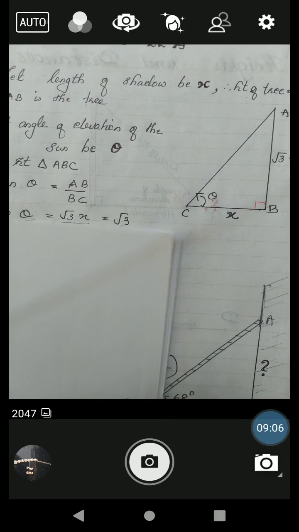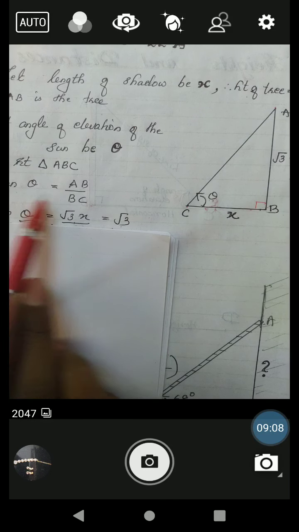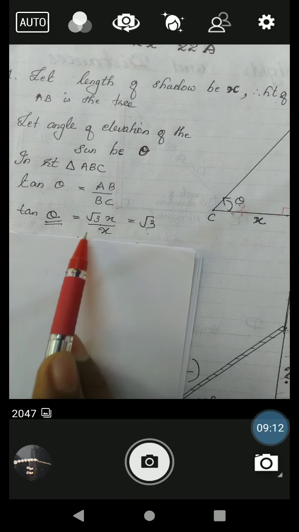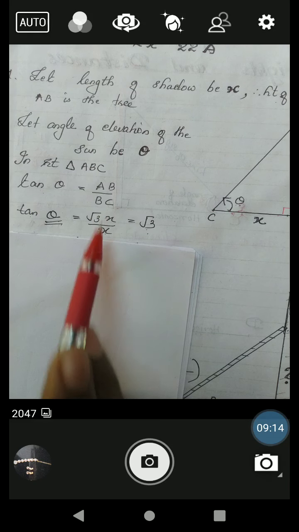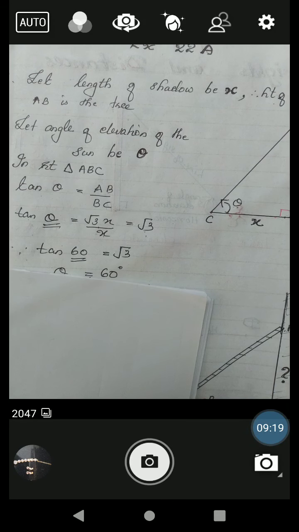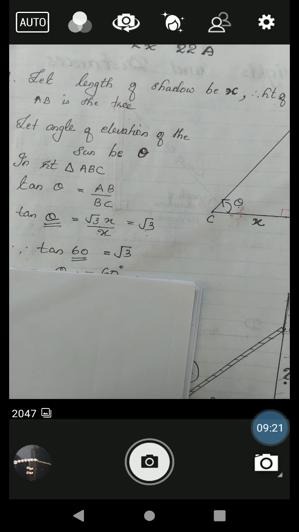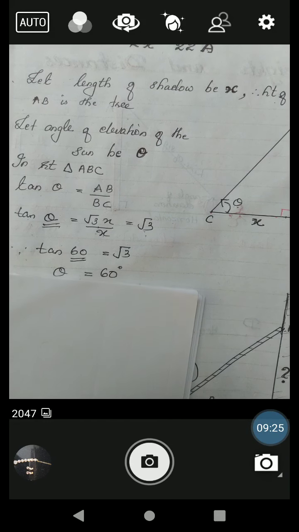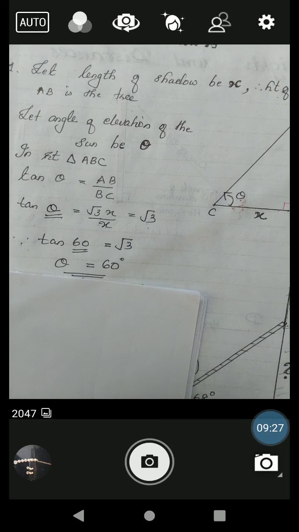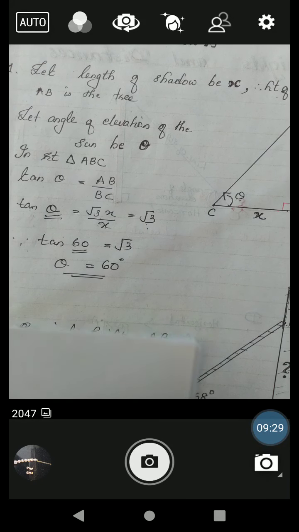In this right triangle, tan theta is equal to AB by BC. Just substitute values. Tan theta is equal to AB, which is √3x, by BC, which is x. We get tan theta is equal to √3. Since tan 60 is equal to √3, what is theta, the angle of elevation? That is 60. Now the second question is homework.